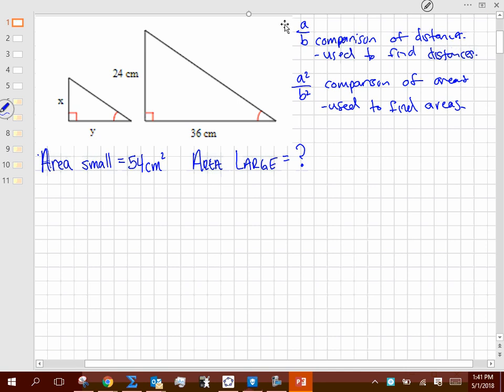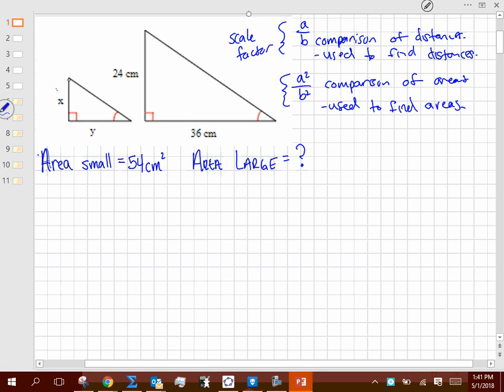So when we look at the scale factor, A over B, that is a ratio that allows us to find distances. It's a comparison of 2 distances, and that's what we use to find distance. If I look at A squared over B squared, that is a comparison of areas, and that is the ratio you use to find areas. So in our quest for finding the X and Y, we have to decide which of these we need to use.